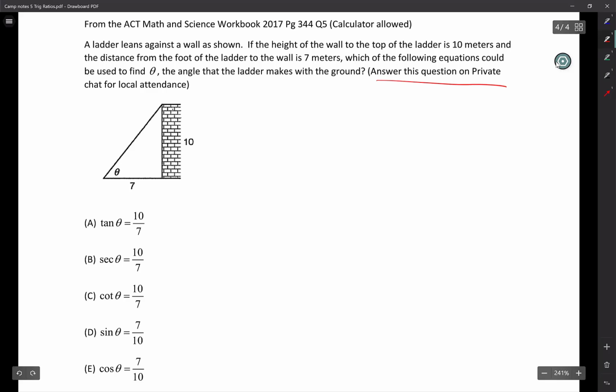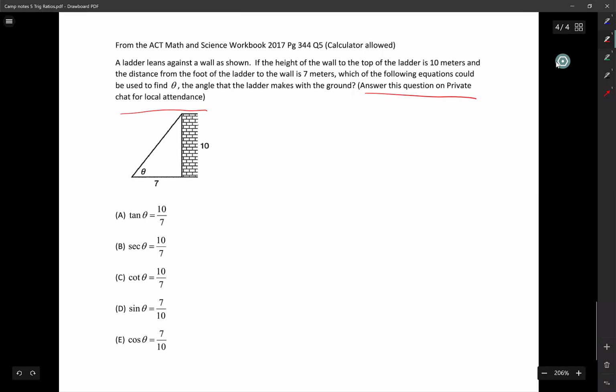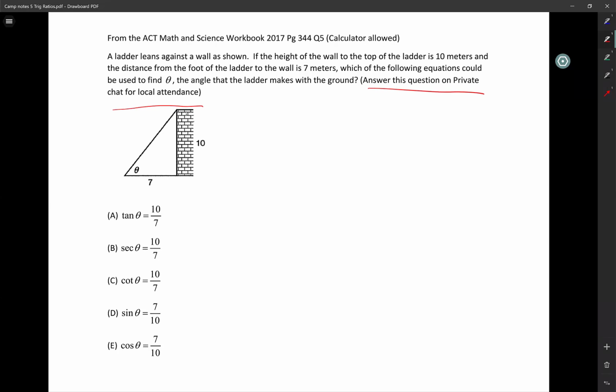Okay, answer this question on private chat for local attendance, just like yesterday. It's pretty straightforward, I think, guys. If you didn't understand it, read it again. Let's give you 2 minutes. It's 9:31. I'll come back at 9:33. And let's get it done, guys.